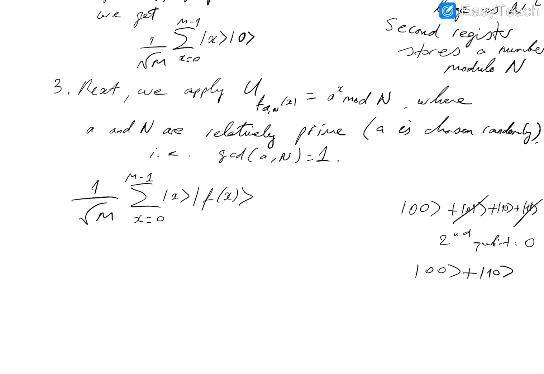And this is what happens when we measure the second register. What we are left with is that the only states left in the superposition in the first register will be the integers x whose a to the x mod n is the same as the measured value. And moreover, the only non-zero basis states, by which I mean the basis states with non-zero amplitudes, will be those states which are multiples of r plus some offset t.